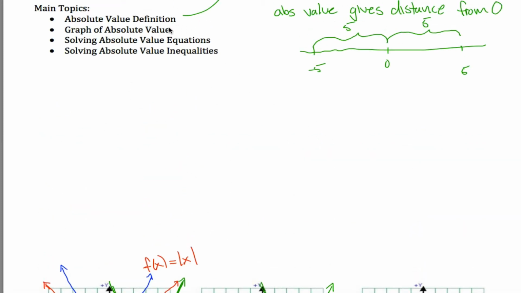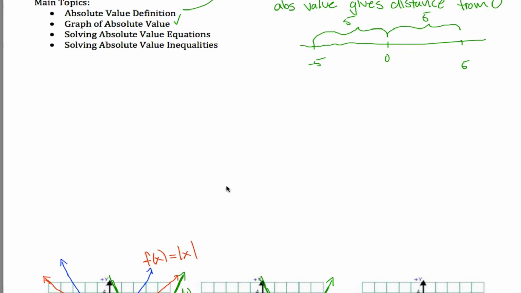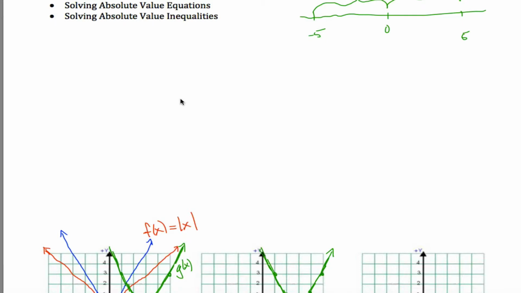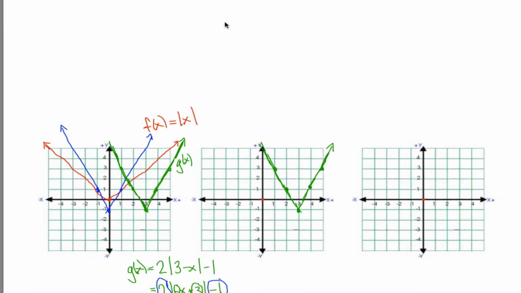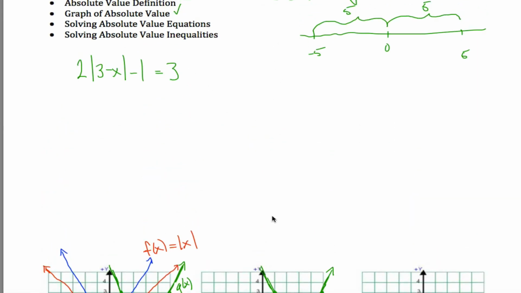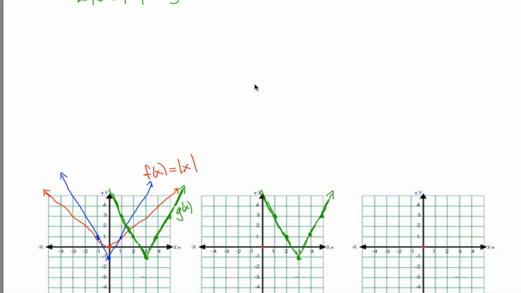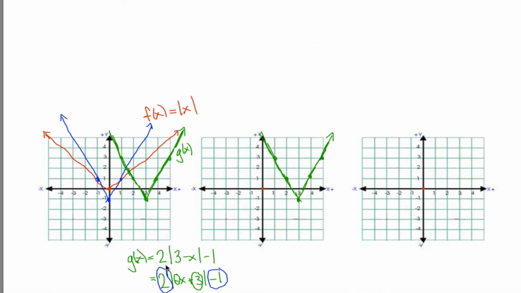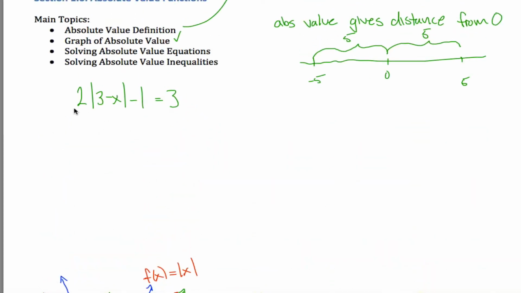So I've talked about the definition, and we've graphed absolute values and even transformations of them. Now, solving absolute value equations. Maybe I ask you the question: where does 2 times the absolute value of 3 minus x, minus 1, equal 3? What you might note is that what I wrote on the left-hand side of the equation is exactly this function right here. So really what I'm asking you is when is this function equal to 3?